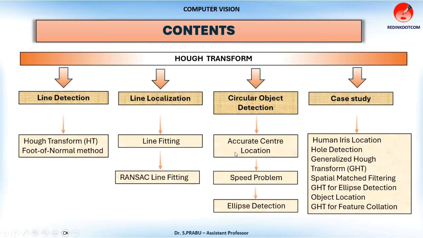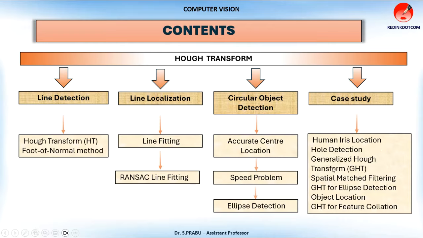Third, we will look at circular object detection. This part focuses on finding the center of the circles correctly using Hough transform. We will discuss the speed problem, which is a common issue with circular detection, and how we can also extend this into ellipse detection. And finally, we will explore some case studies. We will apply these methods in real scenarios like human iris location, hole detection, etc.